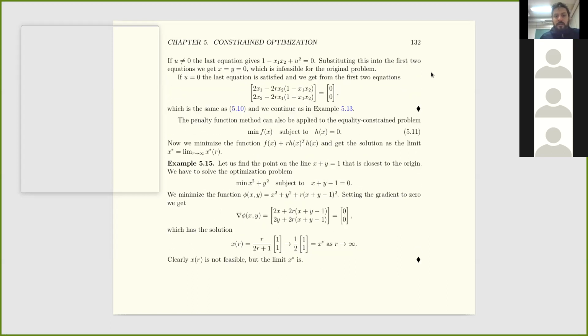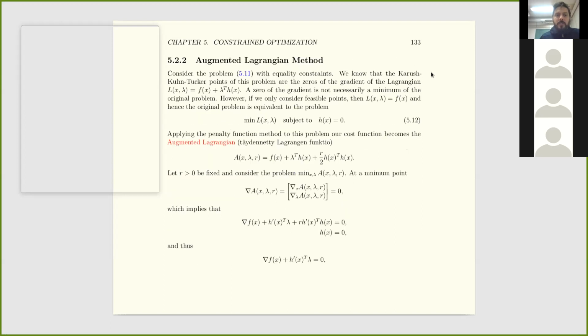This one was the other way of using this. So let's take a look at this augmented Lagrangian method. Let's now think that we are dealing with this Lagrange method and we're dealing with equality constraints only.